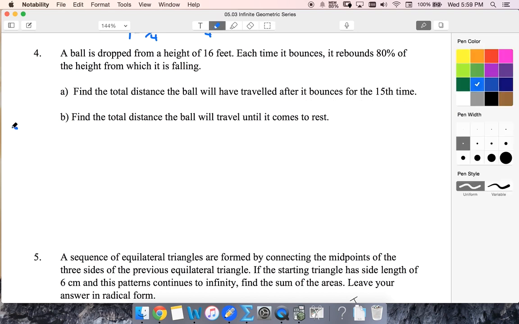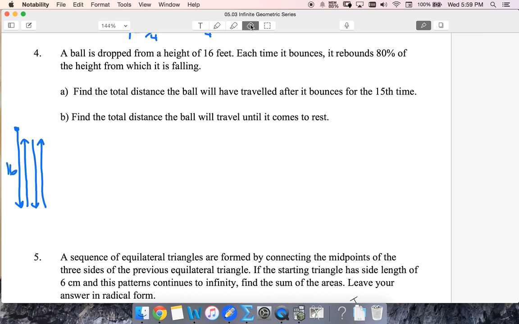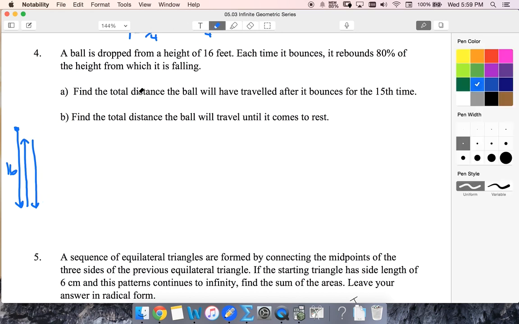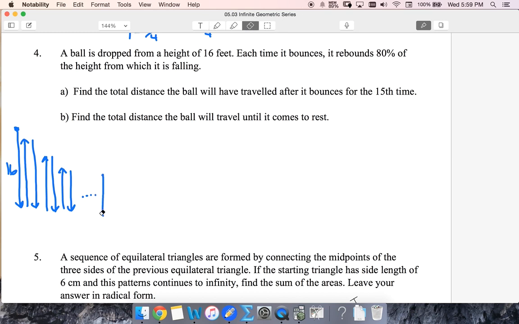So we start by dropping our ball, and it drops down the 16 feet. And then it bounces back up 80%, and then it comes back down from there. And then it bounces back up, not all the way up. It bounces back up 80% of that. So up 80%, and then it comes back down, up 80%, comes back down, and so on, until we have it bouncing for the 15th time. So it comes up on the 15th bounce.